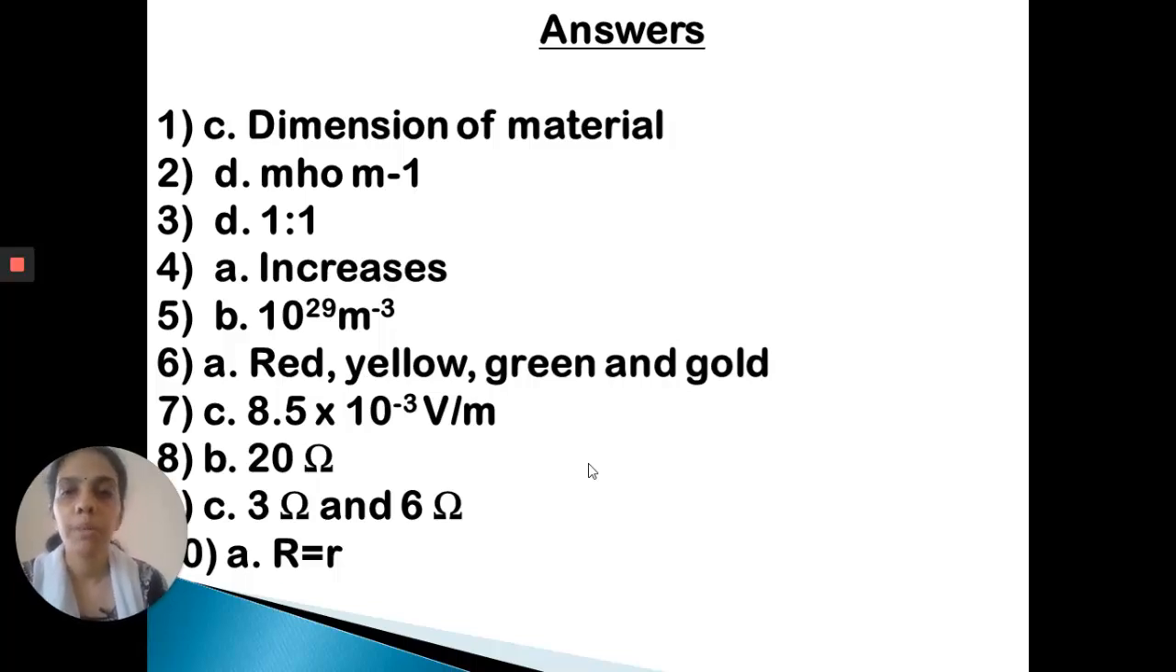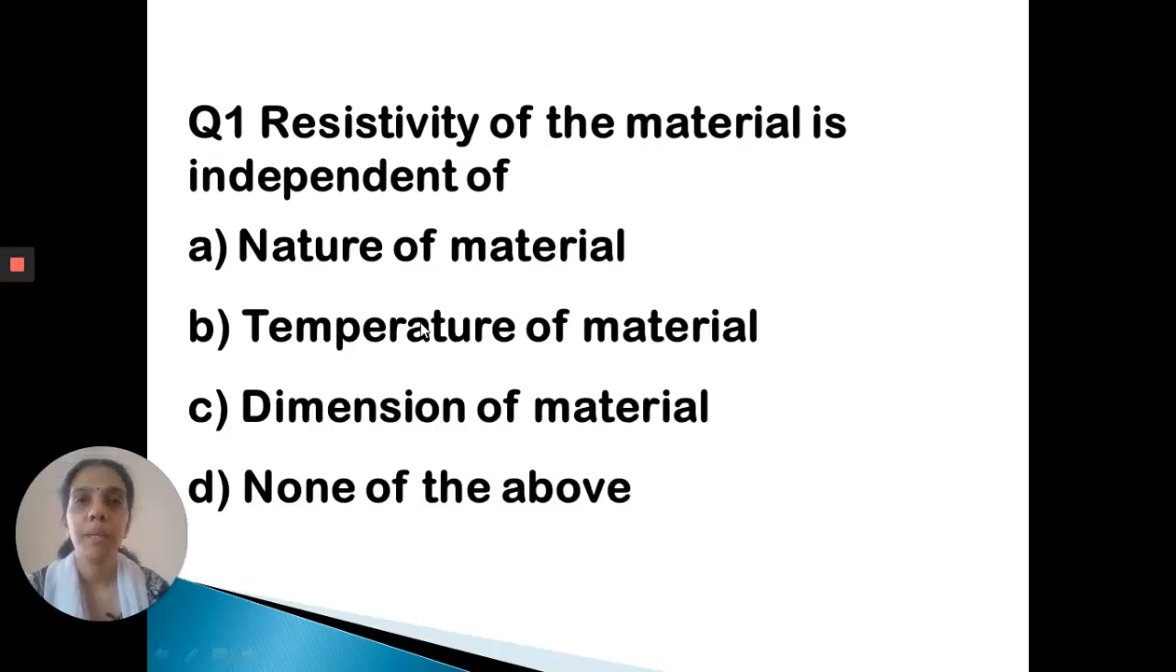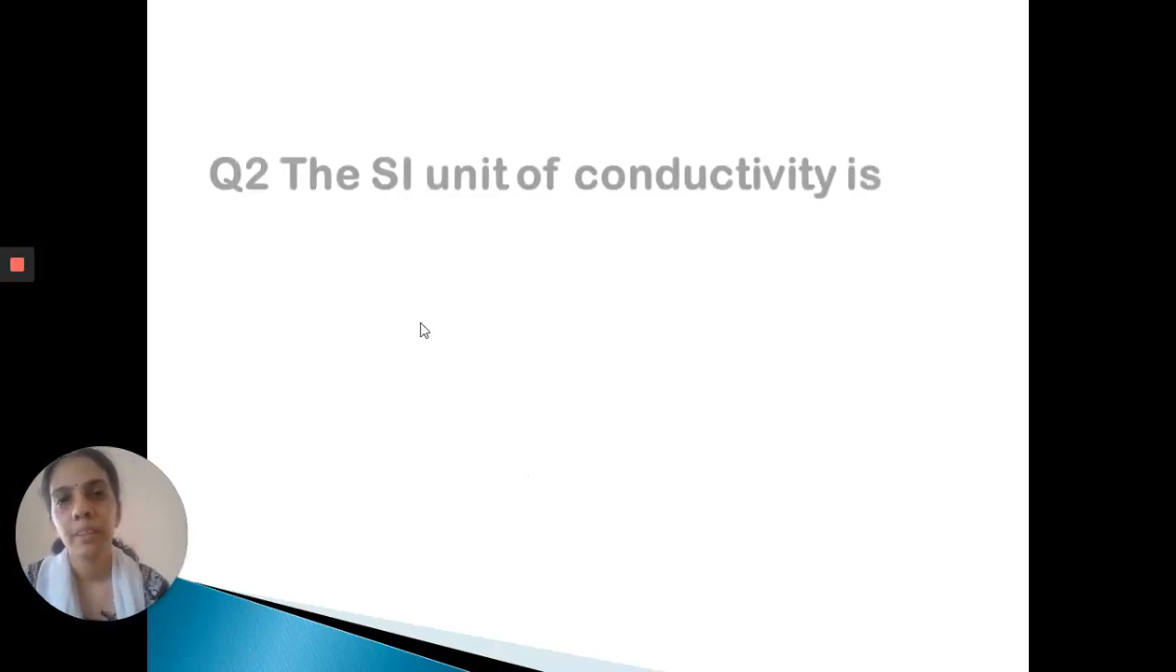Clear? So now we will check one by one. We will check the questions and answers once more. Resistivity of the material is independent of, so these are the options. Here, resistivity is independent of the dimension. It does not depend on the length or area of cross section, but resistance depends on length and area of cross section. So it is independent of dimension of the material.